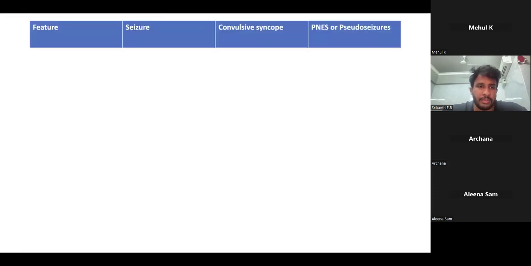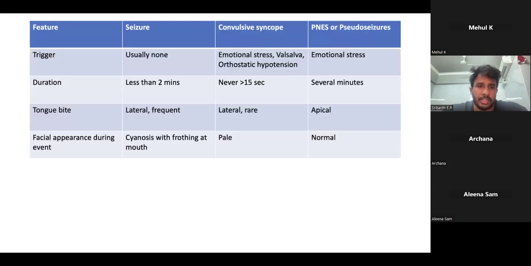If you look at the differences, in seizure, usually you will not be able to identify any particular trigger. In convulsive syncope, sometimes you might have an emotional stress or a Valsalva maneuver that the patient had performed, or orthostatic hypotension, where standing up from a sitting position would lead to a convulsive syncope. Pseudo seizures usually might be associated with an emotional stress.